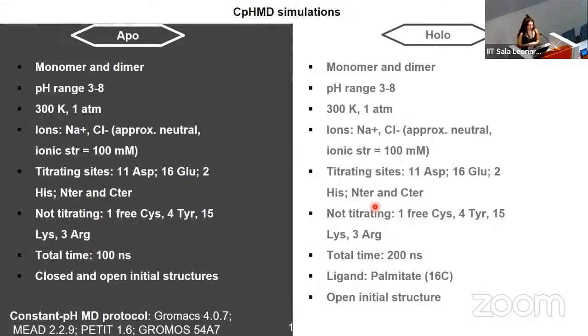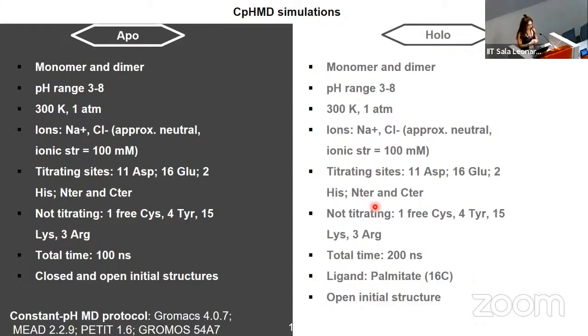I will focus mainly on the simulations done with the palmitate complexed with the BLG, the holoform, but I will compare it with the previously done simulations using BLG alone, the apoform. They were both done in very similar conditions. In both, I have used the monomer and the dimer in a pH range from 3 to 8. For the apoform, I have done a total simulation time of 100 nanoseconds. And for the holoform, I have a little more sampling, 200 nanoseconds.